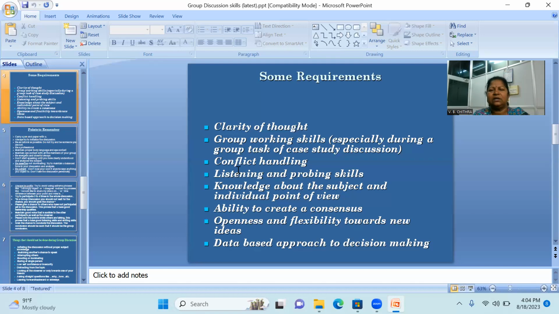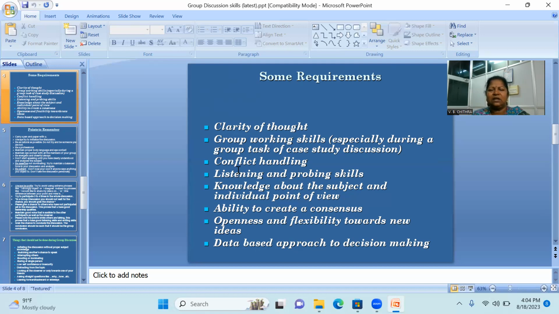Because here it depends on their teammates, how they are contributing and what they are contributing, etc. That is why these group working skills are also very important. And how you are going to handle conflicts, the so-called conflict handling skills, is also a very essential requirement generally sought by the organizations.